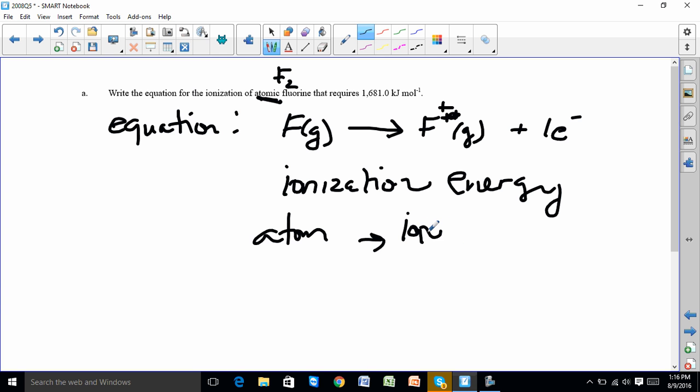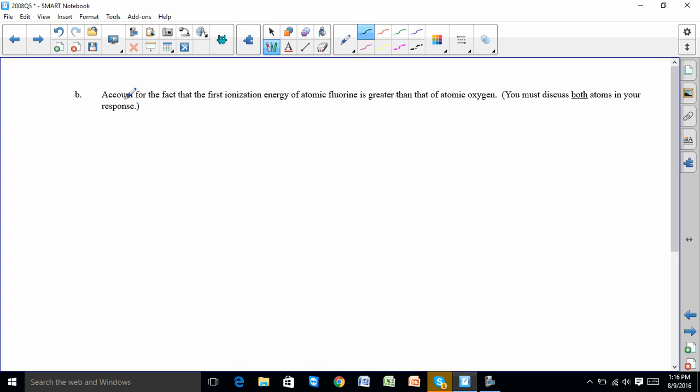And if we've talked about PES up to this point in this course, you can kick out any electron. The one that's the easiest to get is the valence shell, and so the one that has the lowest energy when you do PES is called the ionization energy, or the first ionization energy. Okay, account for the fact that the first ionization energy of atomic fluorine is greater than atomic oxygen.